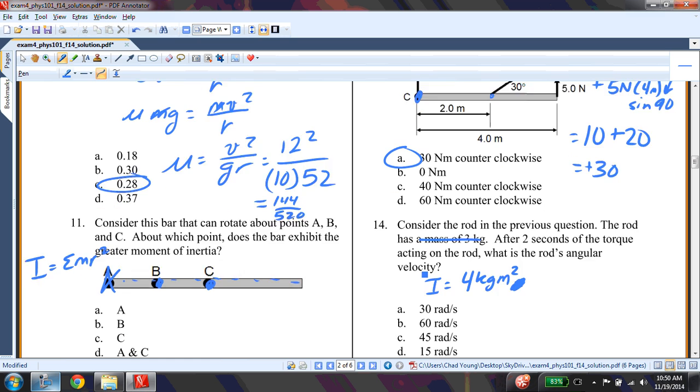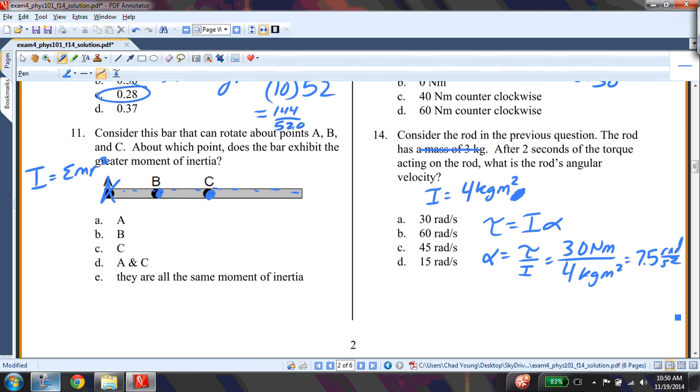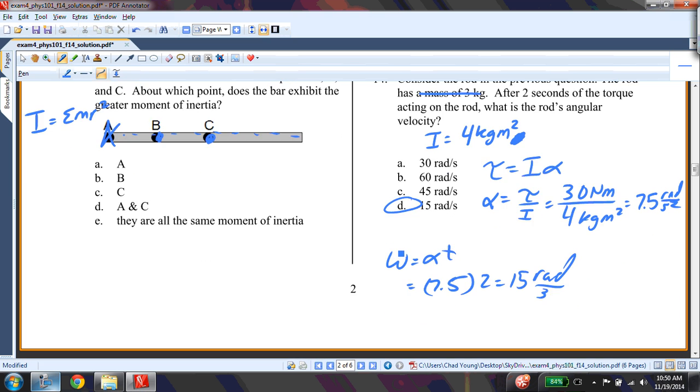So if that's the moment of inertia, my torque equals I times alpha. So I can find alpha: torque over my moment of inertia. I've already found my torque, 30 newton meters over 4 kilogram meter squared. That's equal to 7.5 radians per second squared. And then if I want to know the angular velocity after 2 seconds, I just say omega equals alpha t, 7.5 times 2, which is equal to 15 radians per second, which is D for number 14.